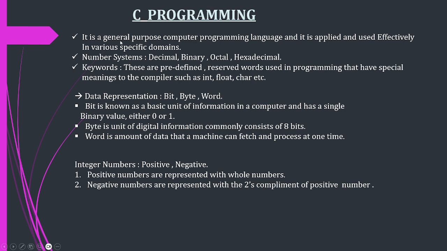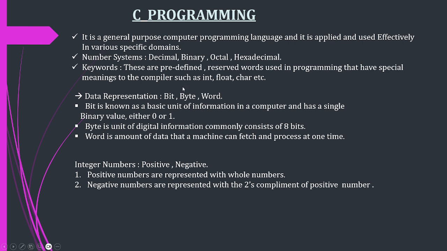C programming is a general purpose computer programming language and it is applied and used effectively in various domains. Number system. We have several number systems: decimal, binary, octal and hexadecimal. Keywords. Keywords are predefined reserved words used in programming that have special meanings to the compiler, such as int, float, character and etc.